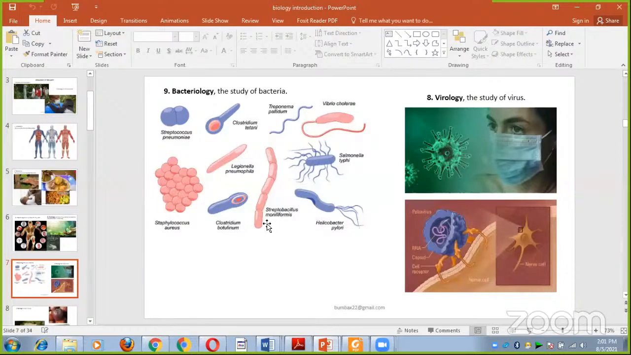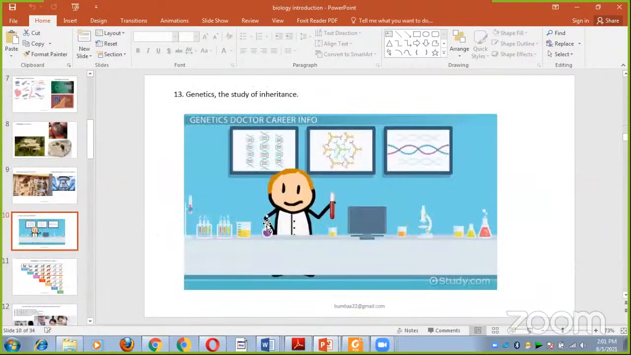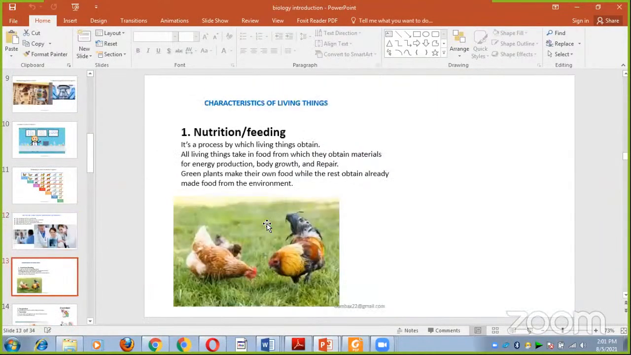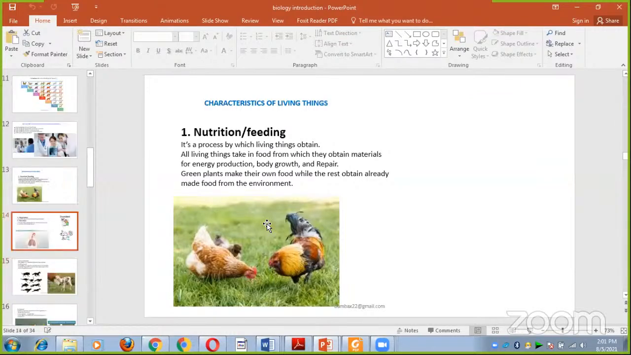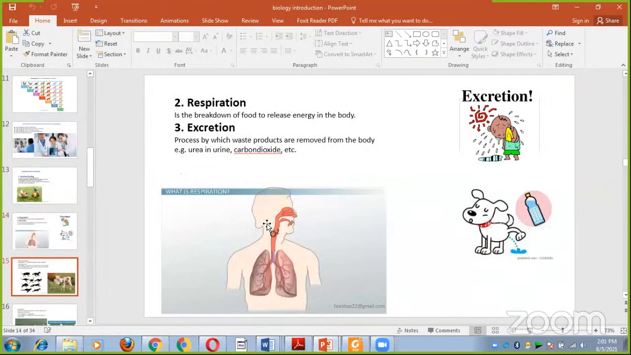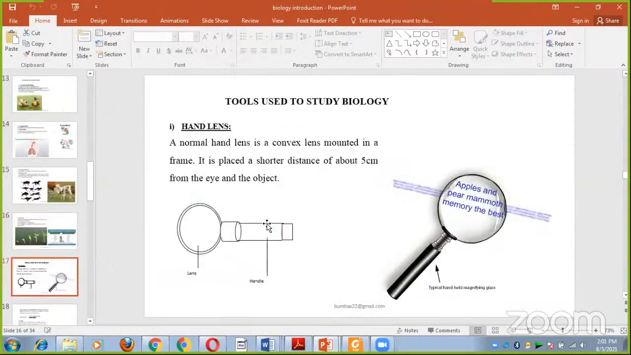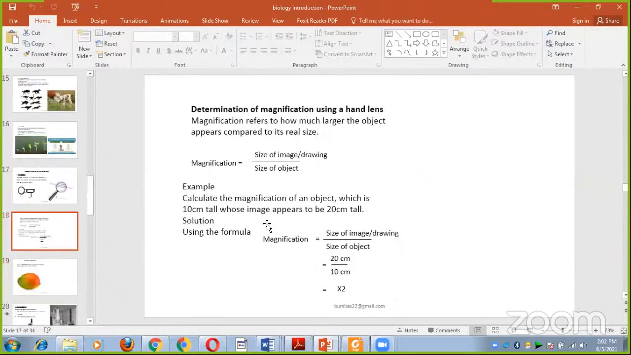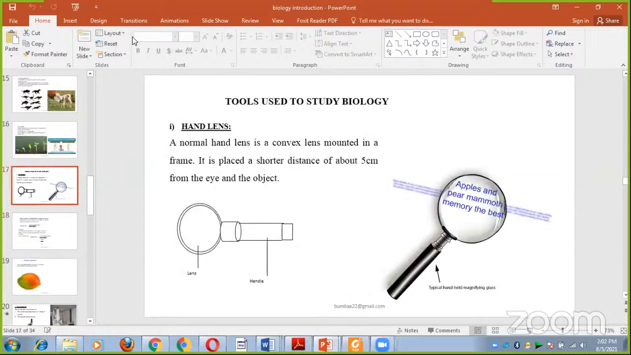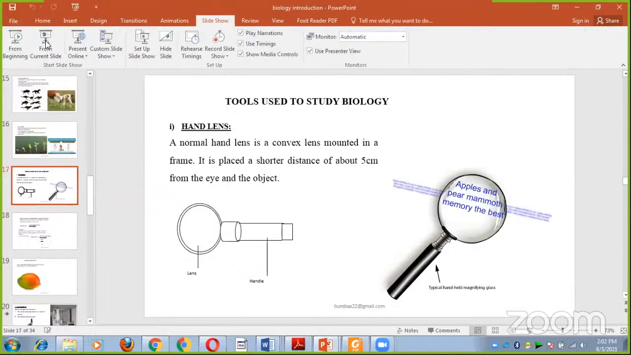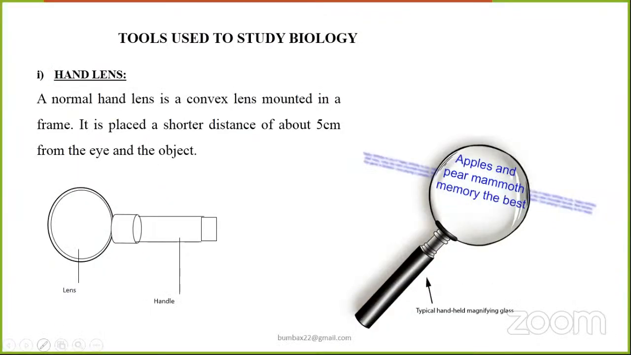And then we went on to mycology, entomology, genetics, taxonomy, and then we went on to life processes, as you call them, but they're actually characteristics of living organisms. Where we had nutrition, respiration, excretion, reproduction, movement, growth, sensitivity or irritability. And then we ended with this tool that is used to study biology. And we're able to even calculate magnification. Now, I'm going to begin from here today. And let me begin the slideshow.